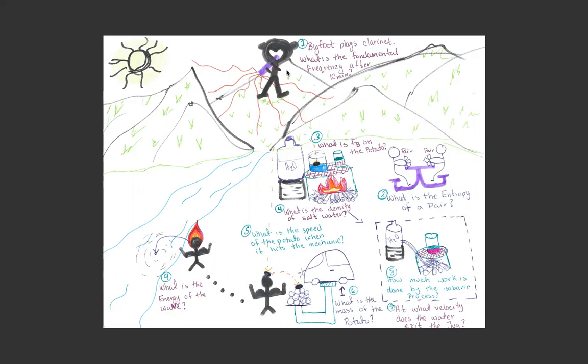And we want to find out what is the fundamental frequency after he's playing for about 10 minutes, since we know there will be a temperature change in the open-close system.